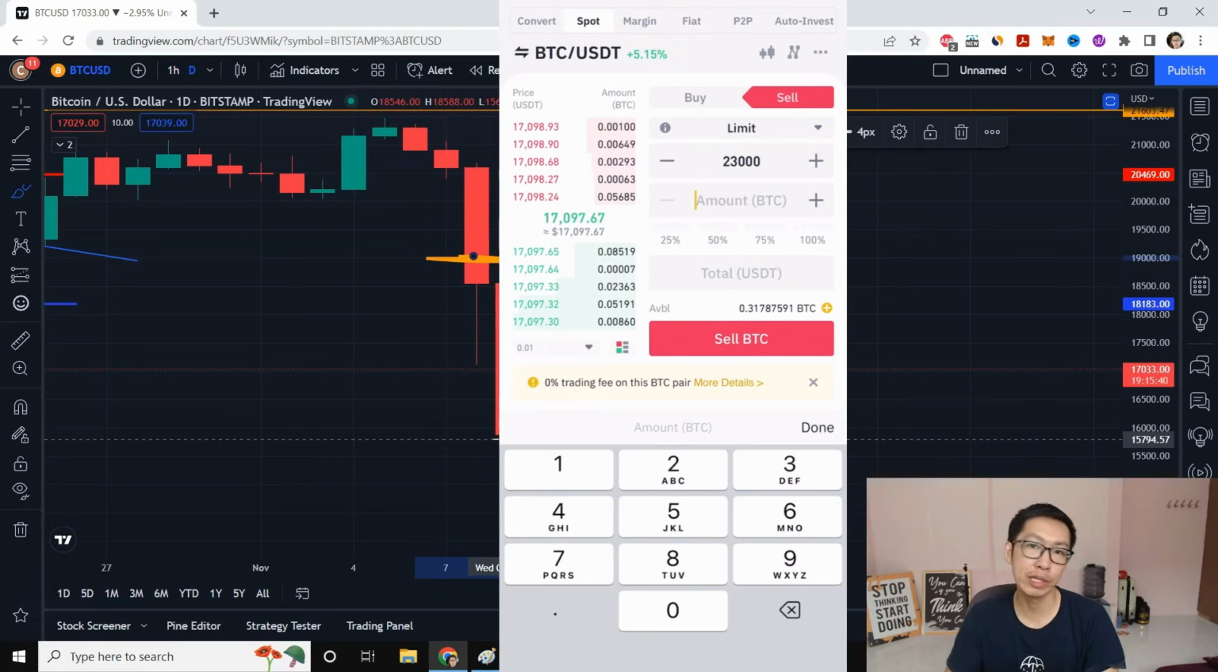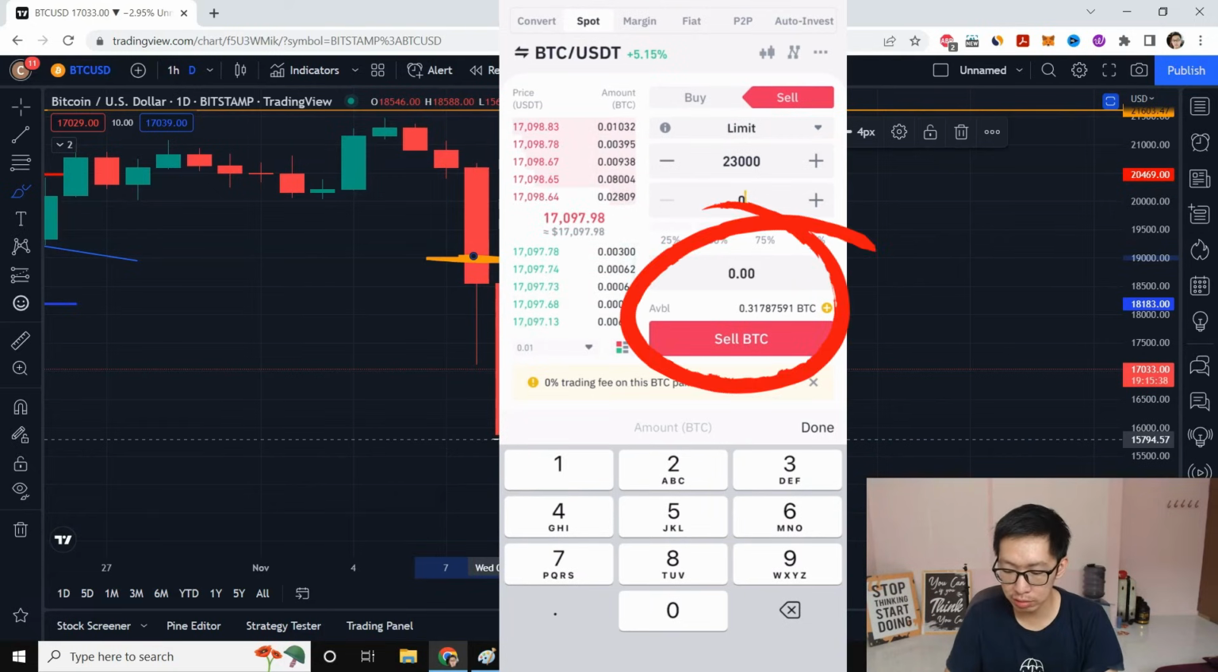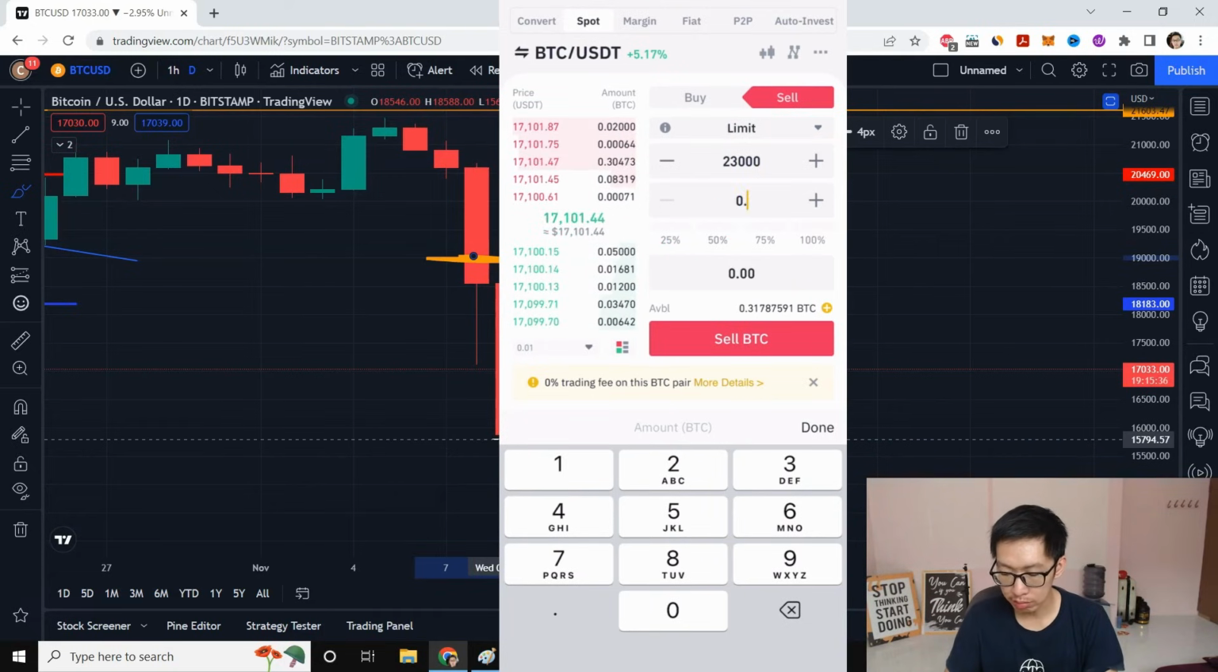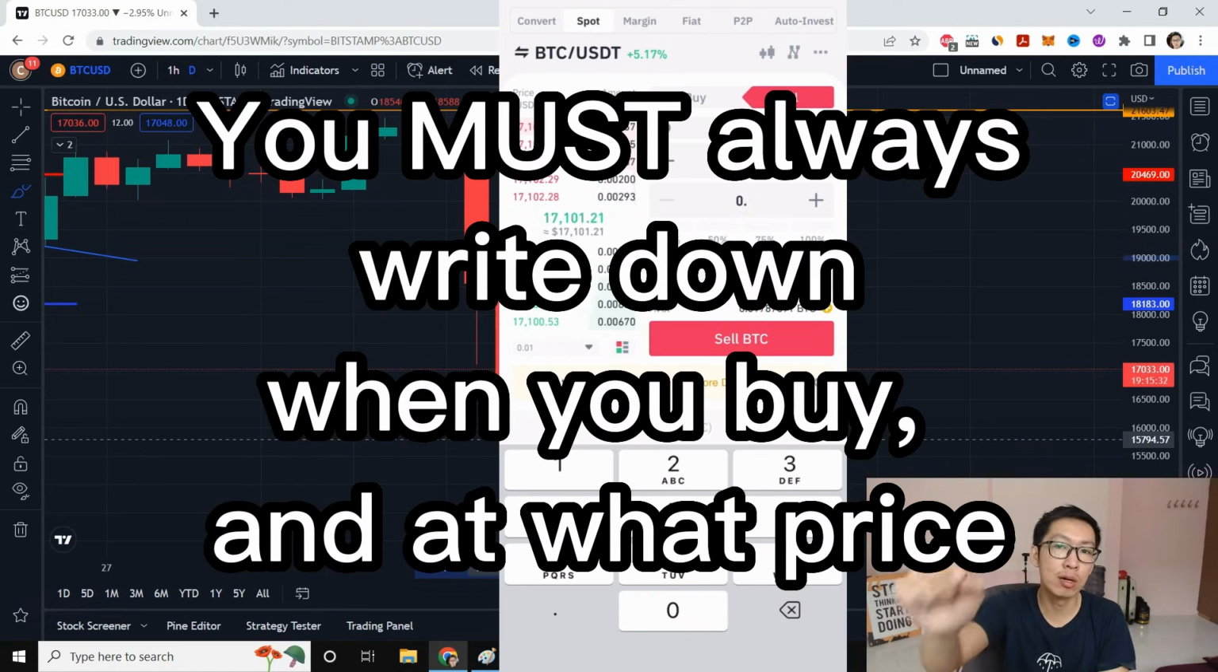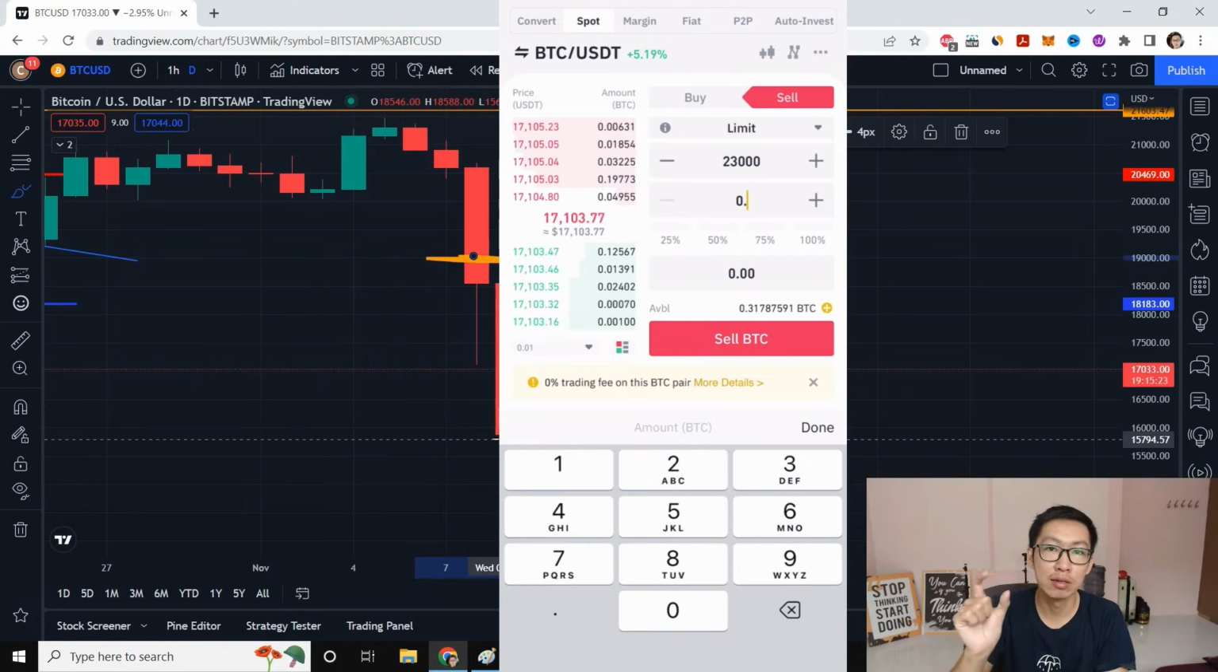If you don't have Bitcoin yet, obviously you cannot sell. Make sure you have Bitcoin, and then you must write down, guys. Here is a tip. You must write down when you buy your Bitcoin, and also what's your price when you buy it. So that you know what price you can make profit. Don't buy high and sell low, you will lose money. So make sure you write down the time you buy it and the price that you bought it.